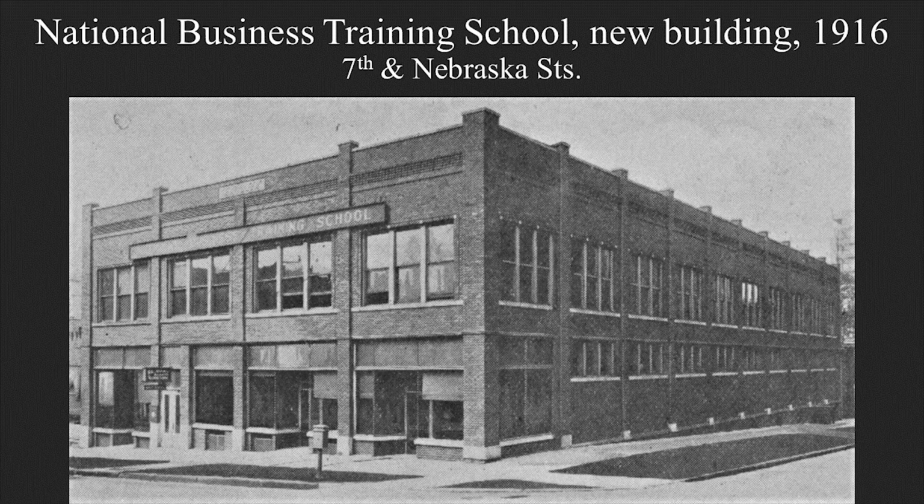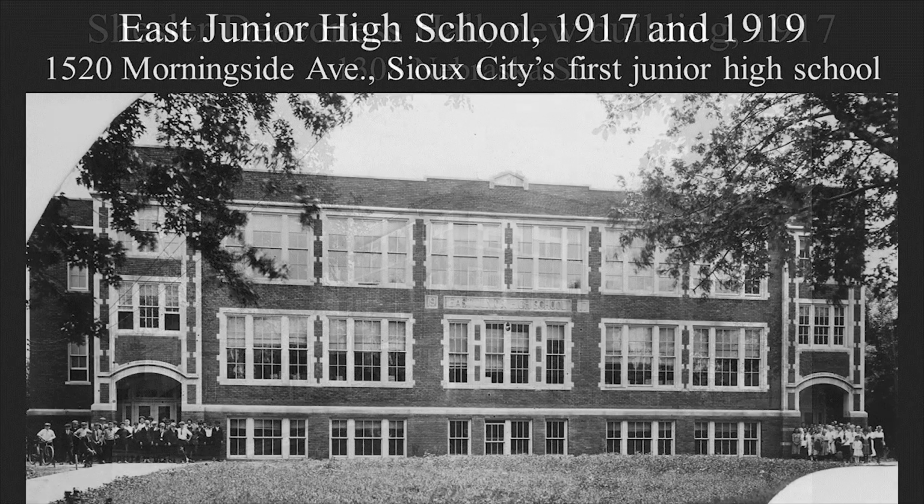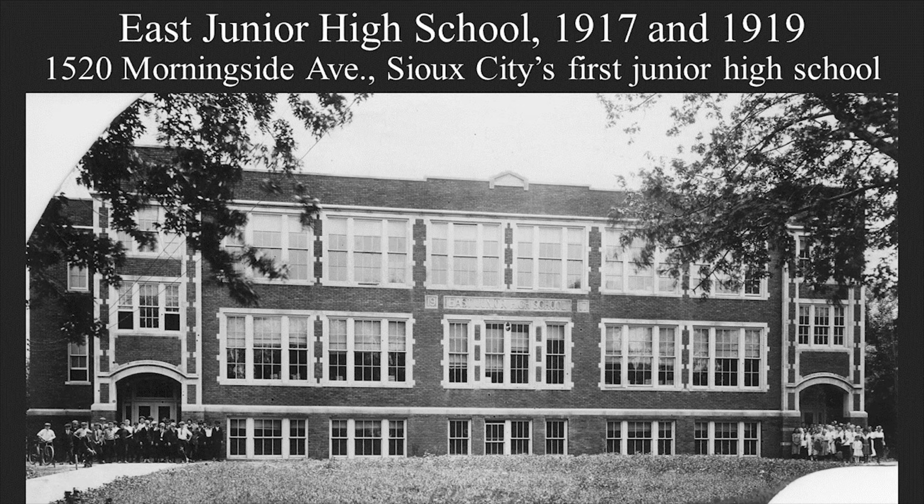The National Business Training School moved into a new building in 1916, which you can see here at 7th and Nebraska Streets. The Chesler Deaconess Hall built a new building in 1917 at 1308 Nebraska Street. East Junior High School opened in 1917 and had an addition in 1919. Now this building is at 1520 Morningside Avenue, and this building was also Sioux City's first junior high school.